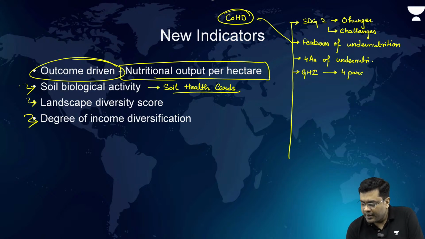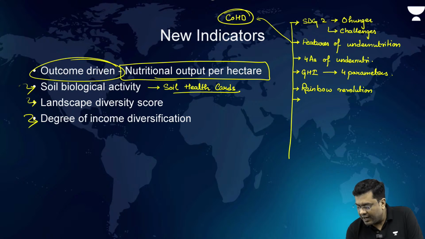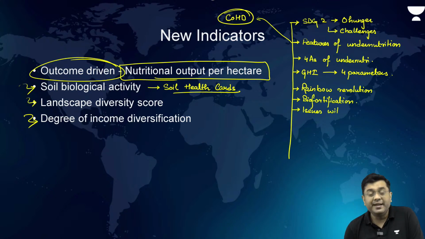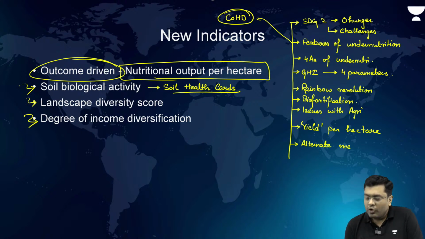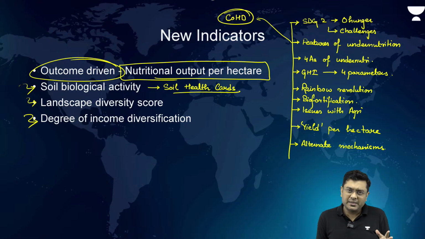Then we studied how India became food sufficient, the rainbow revolution. After that, we talked about biofortification. Then we talked about the issues with Indian agriculture, and why the right to food is a necessary requirement. Then we studied the issues with yield per hectare, when you use yield per hectare as a measure, and what the alternate mechanisms are. Okay? Now this is overall the most holistic coverage that you can gain for agriculture, quality of nutrition and food.